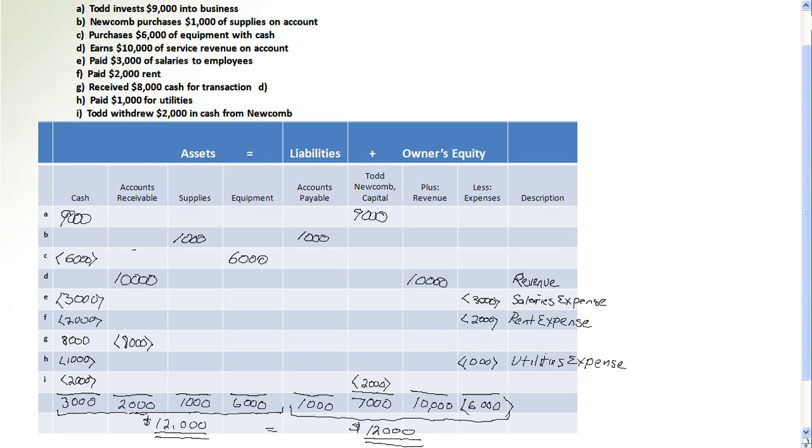What I want you to do is to note the ending balances that you see on this worksheet for cash, $3,000, accounts receivable, $2,000, and so on. And then also look at our revenues and each of the individual expenses. Note those and then see how we use those in the next videos to prepare financial statements.